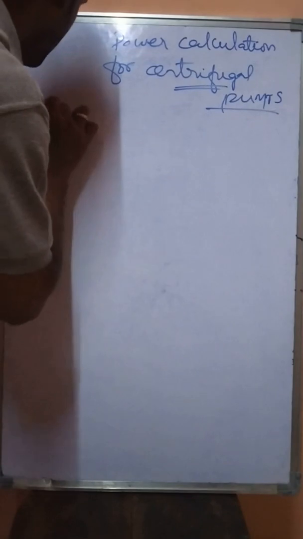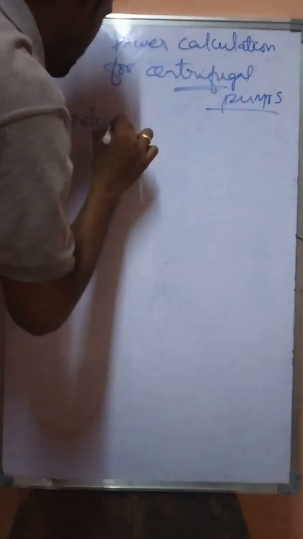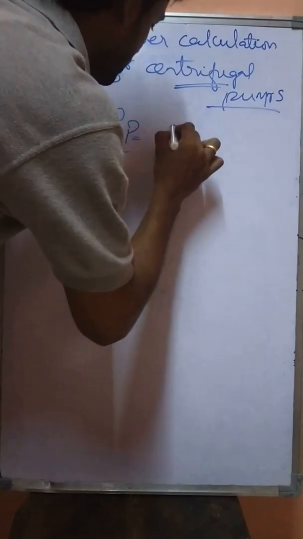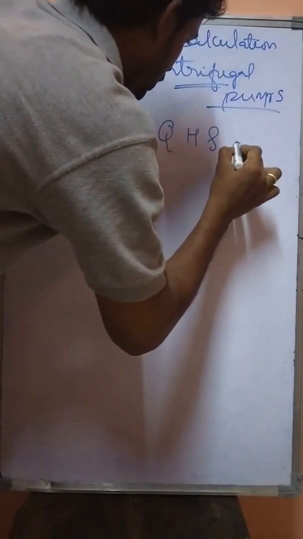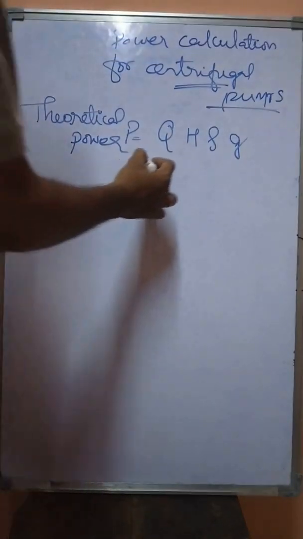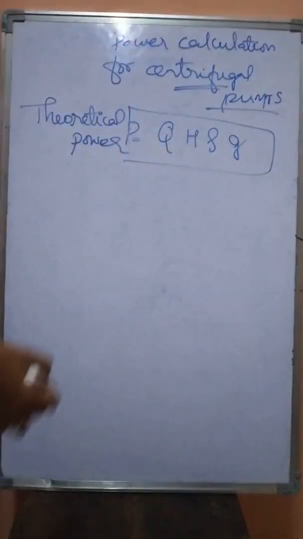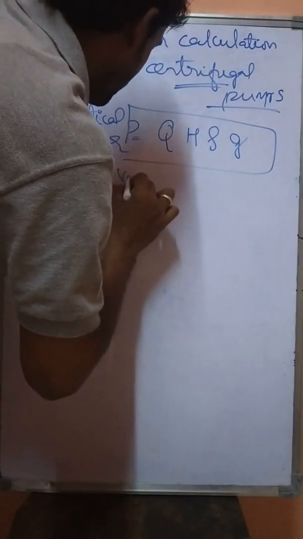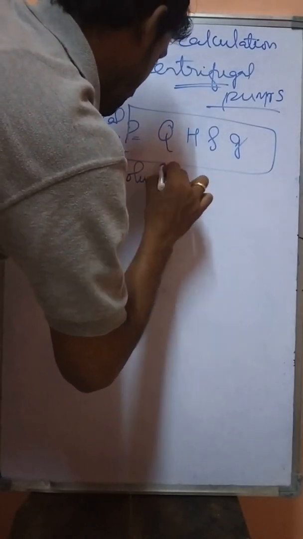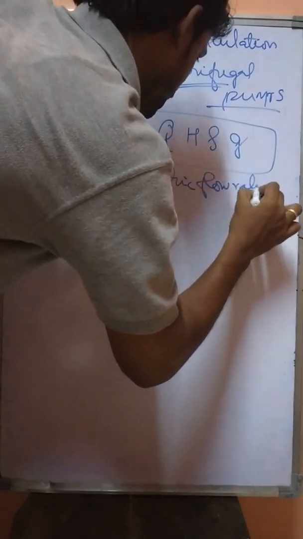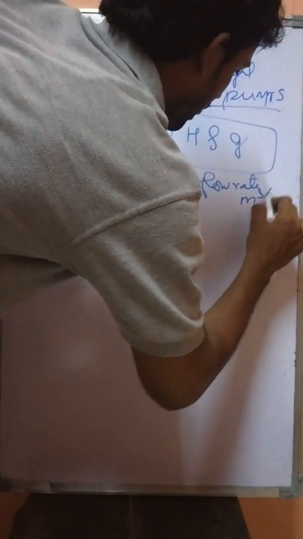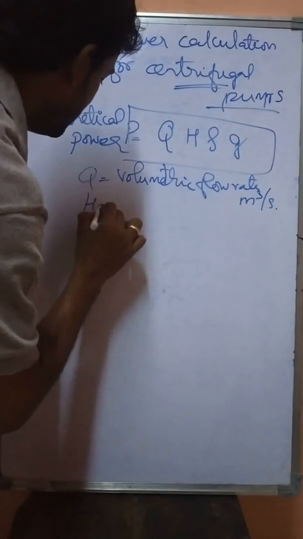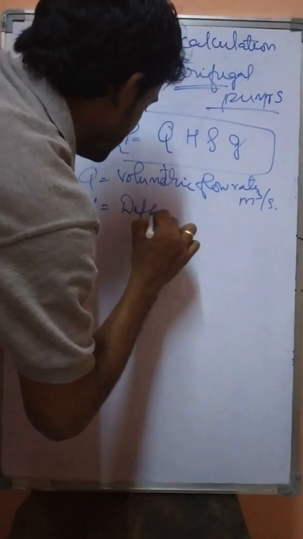The basic formula for calculating centrifugal pump power is the theoretical power required for the pump. We can take it as Q H rho G. So this is the general formula. This Q means it is a volumetric flow rate, which should be in meter cube per second, and H is the differential head. It's not head, it is differential head.